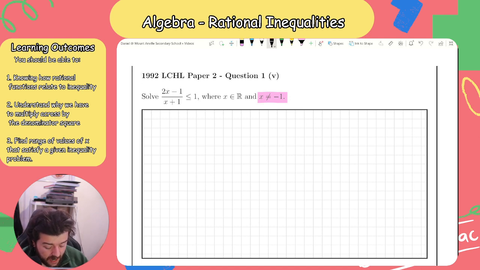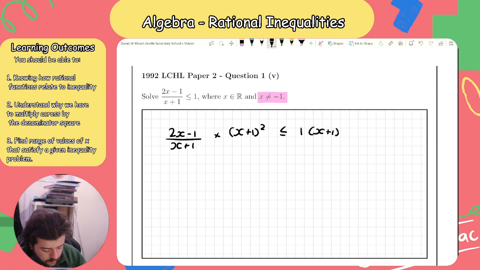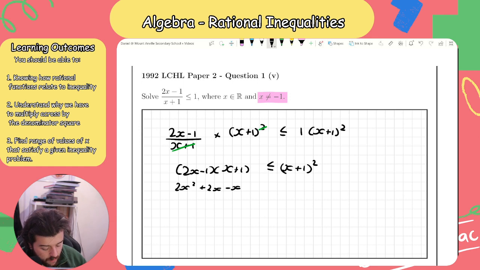I just need to multiply both sides by x plus 1 squared. So 2x minus 1 all over x plus 1. Multiply both sides by x plus 1 squared. So one of these x plus 1s will divide in here. I'm going to have 2x minus 1 times x plus 1 is less than or equal to x plus 1 squared. 2x times x is 2x squared. 2x times 1 is 2x. Minus 1 times x is minus x. Minus 1 times 1 is minus 1, is less than or equal to x squared plus 2x plus 1.